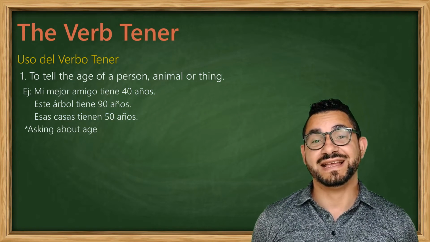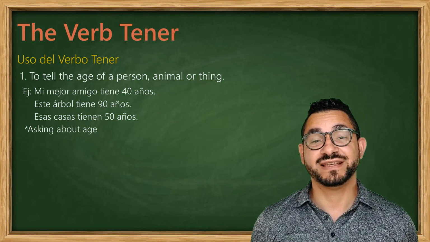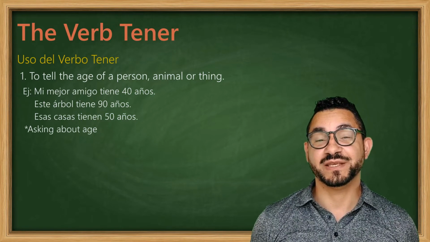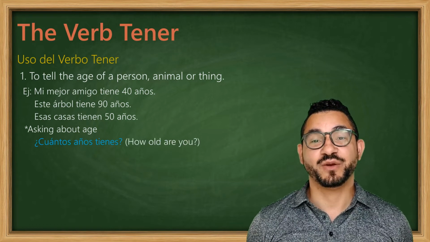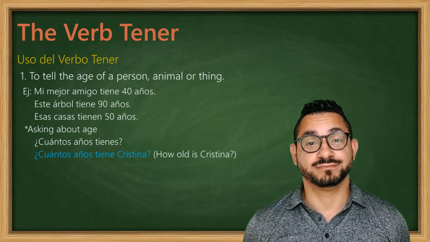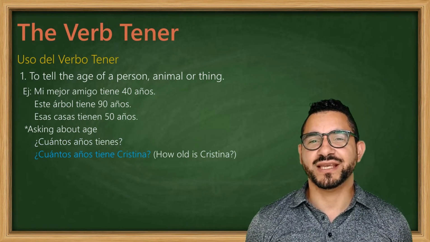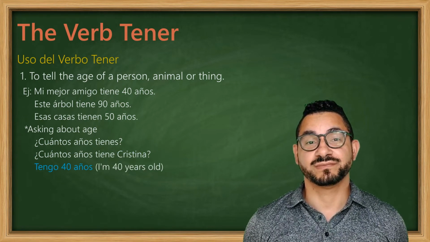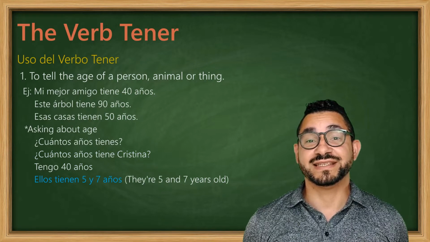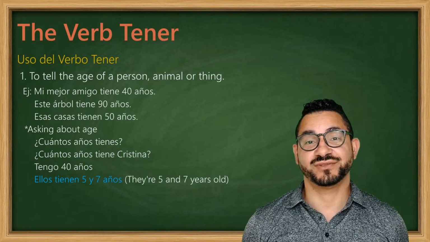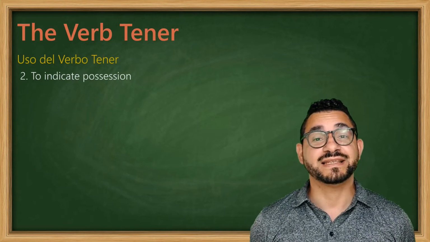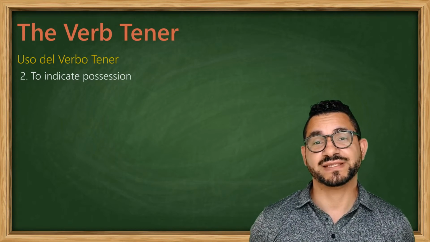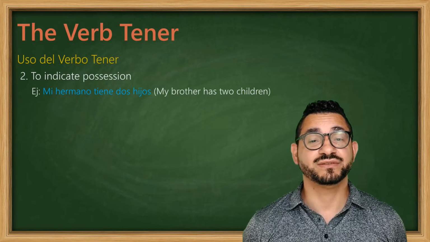If you want to ask about a person's age, in Spanish we ask how many years they have. Let me give you a few examples. ¿Cuántos años tienes? ¿Cuántos años tiene Cristina? Tengo 40 años. Ellos tienen 5 y 7 años. Number two, tener is used to indicate possession, just like in English. For example, mi hermano tiene 2 hijos.